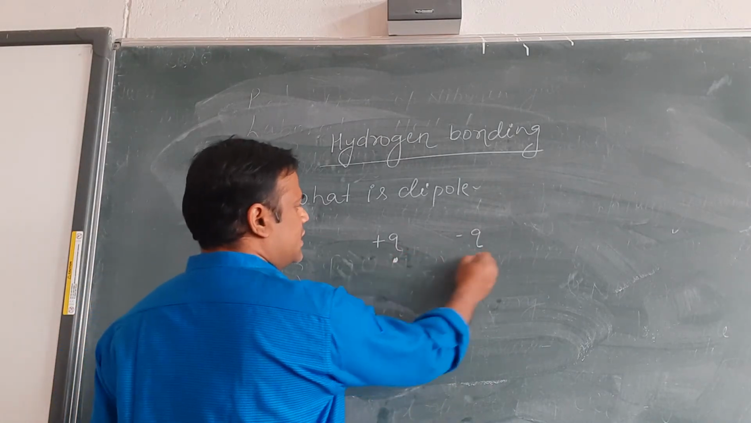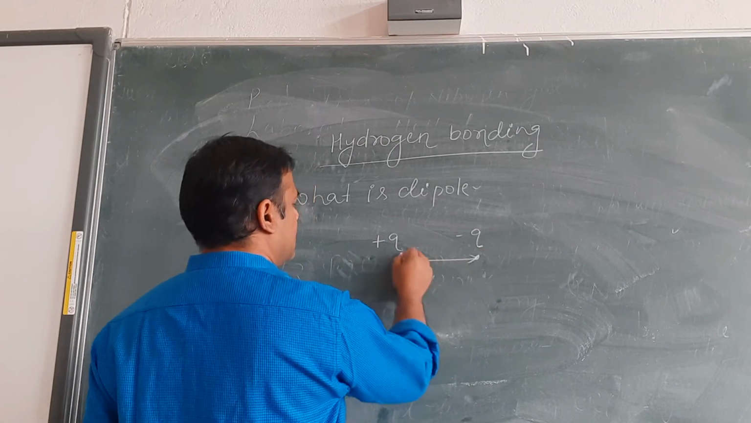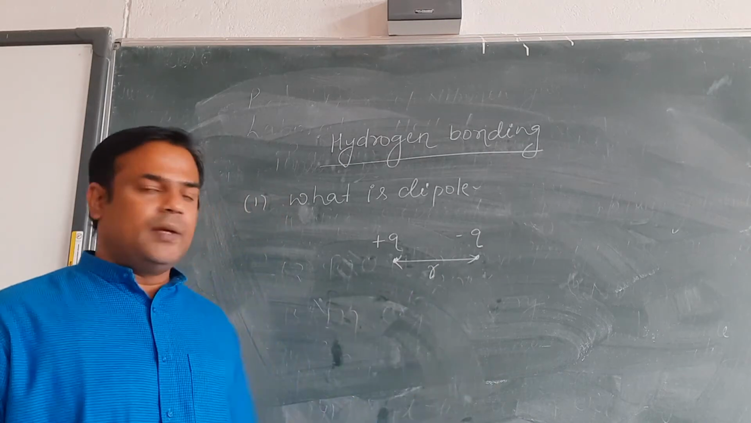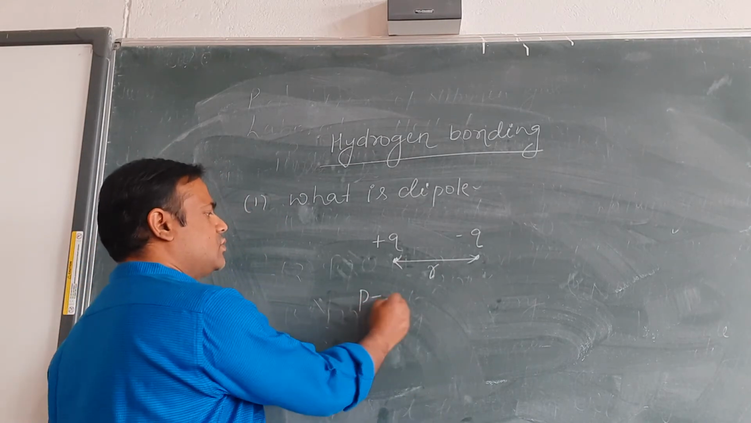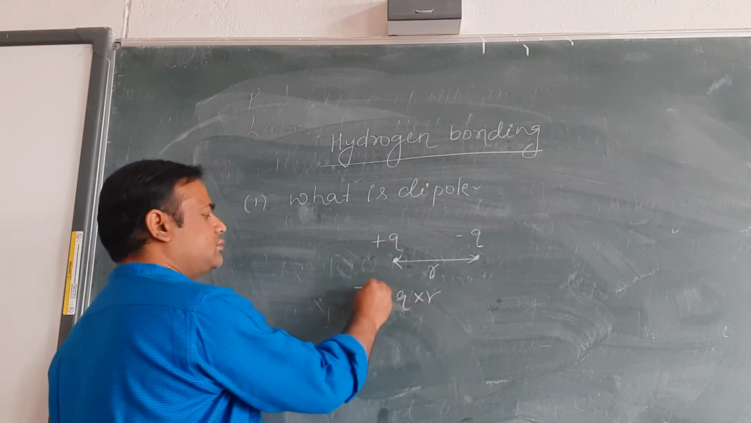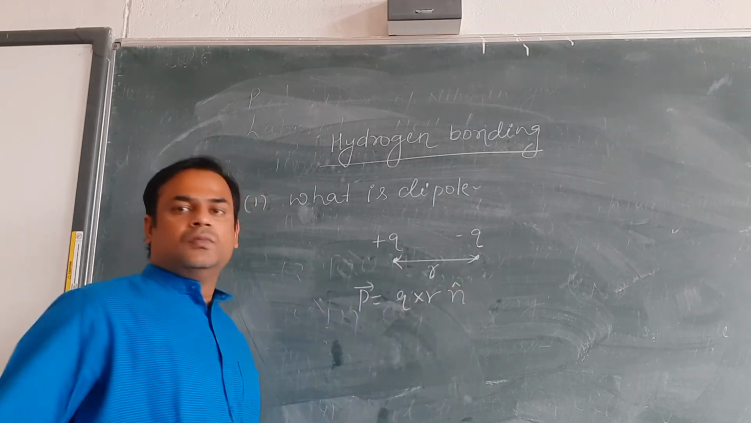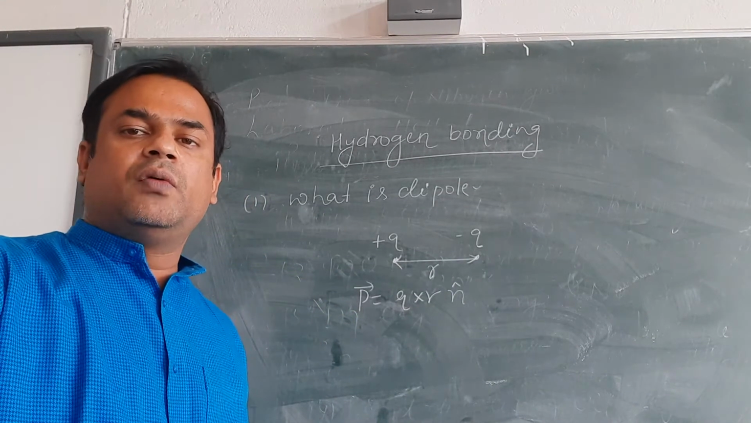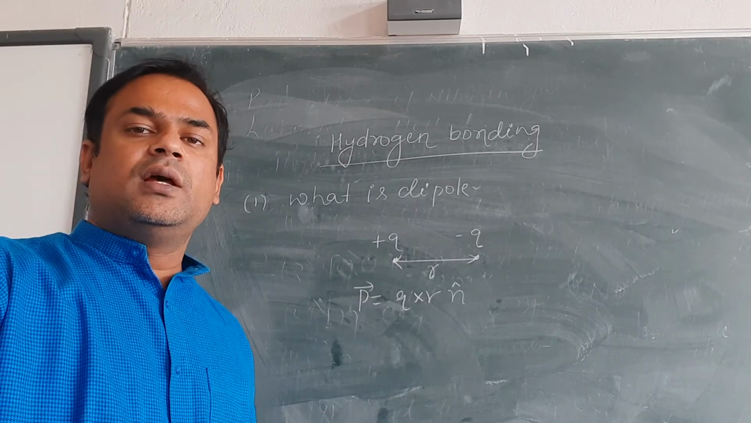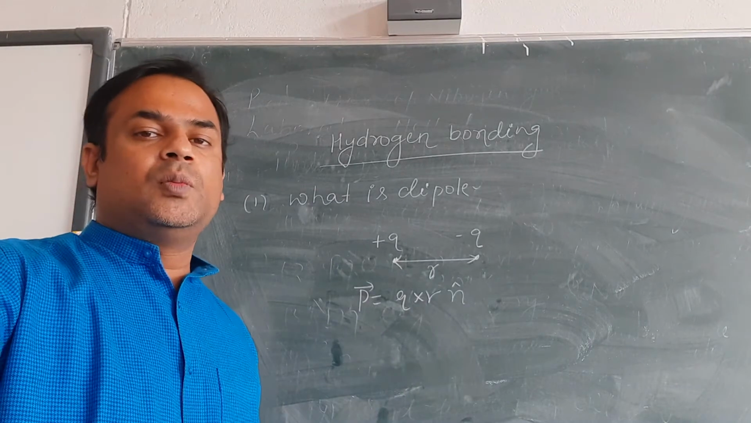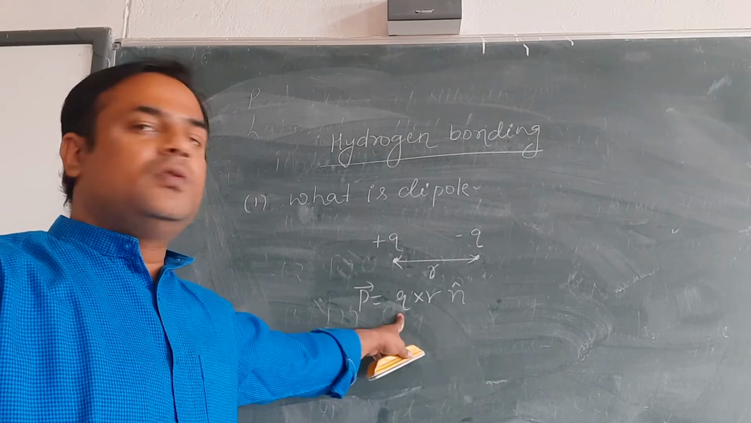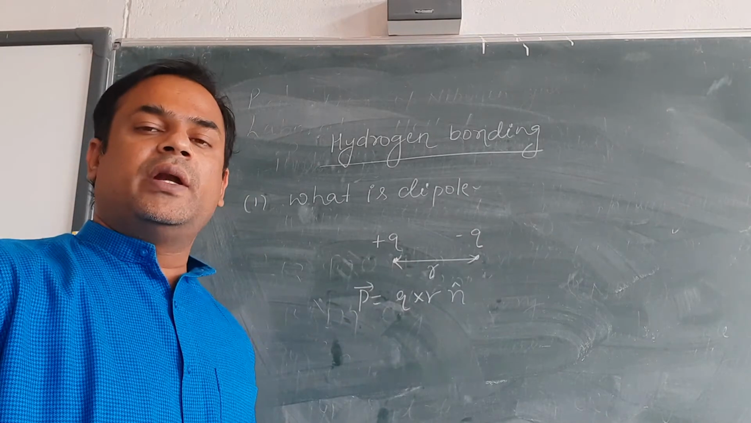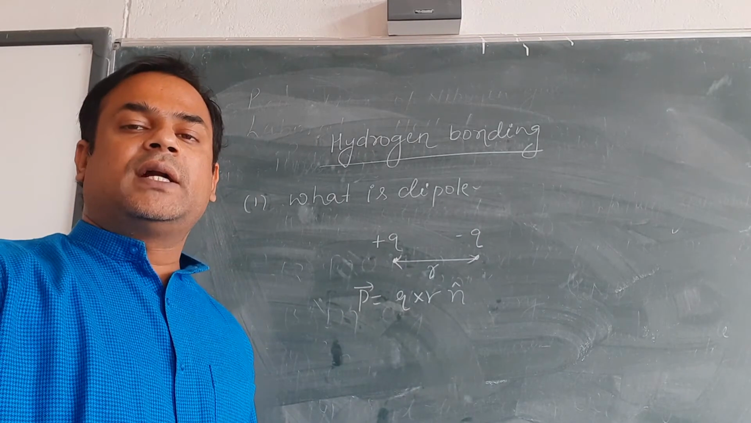I write this small distance as r. So if we have to define dipole, then we will write dipole moment vector P equals to q into r with unit vector n. So when we say dipole, it is a system of two equal and opposite charges separated by very small distance. But when we say dipole moment vector, it is the product of magnitude of one of the charges and separation between them. Dipole moment vector is a vector quantity, so it will follow the vector addition method.